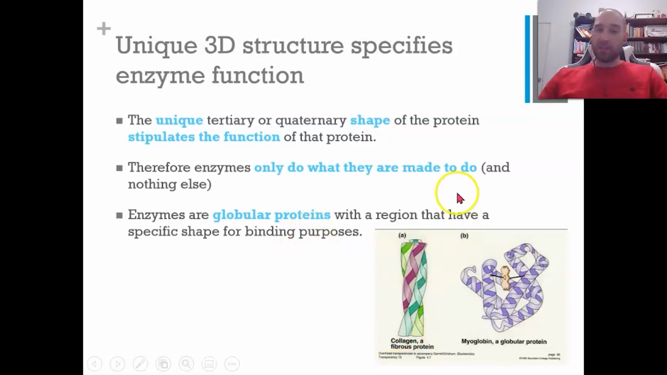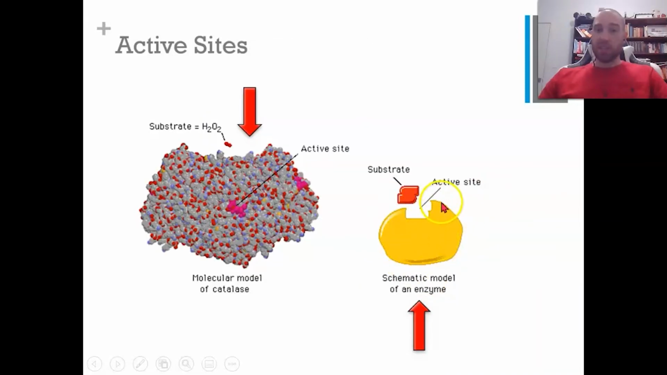So here we have collagen, which is fibrous. So it's lots of fibers of collagen that wind around each other. That's different from a globular protein. So globular proteins, they're globular. They're kind of ball-shaped with an active site. So here's my globular protein, here is my active site, and here's my substrate. So the substrate comes into the active site, changes shape a little bit, and then you get your products being produced from that. This is a schematic model.